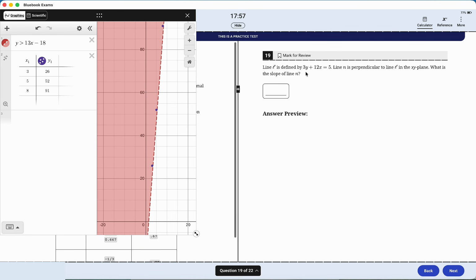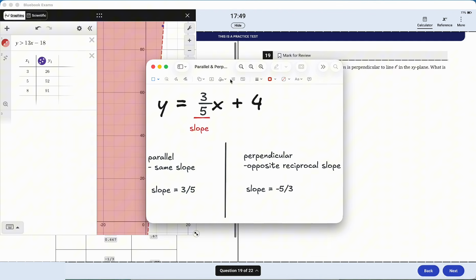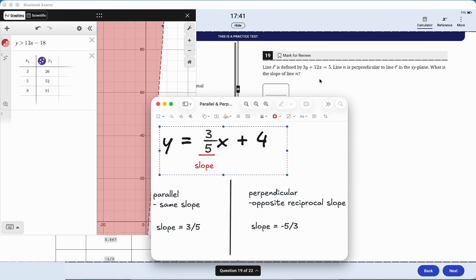Next one, line L is given by this equation. Line N is perpendicular to line L. What is the slope? So it's about lines and it's about slopes. The only way you can really see slope is if it's in slope-intercept form. So we want to first rearrange this equation so it looks like slope-intercept form. Then we can see the slope, and then you just have to remember these two key phrases.